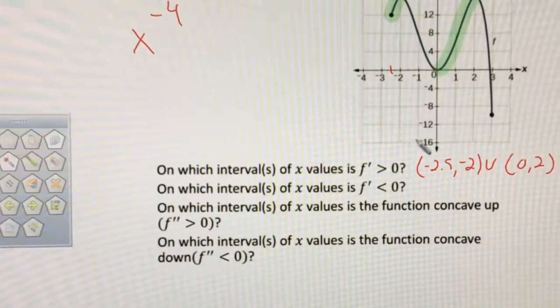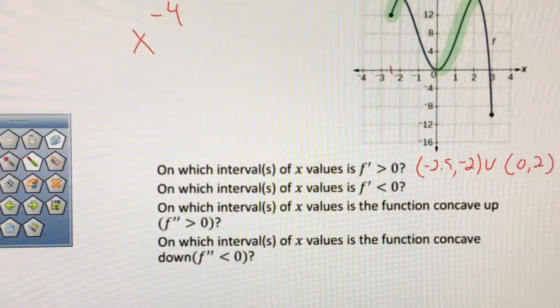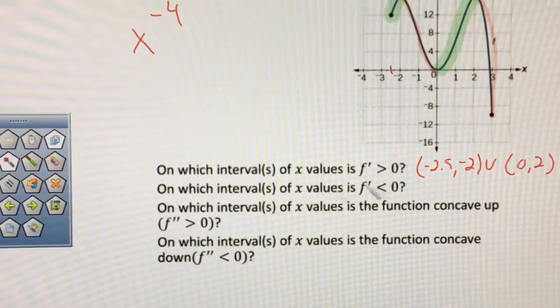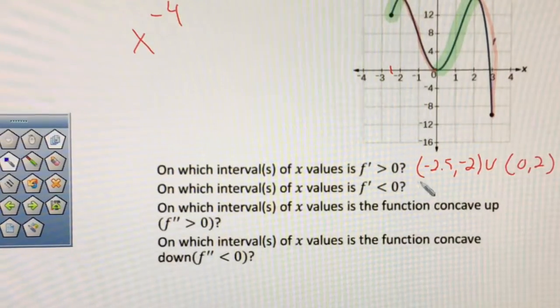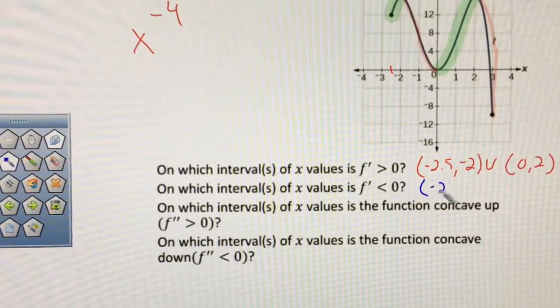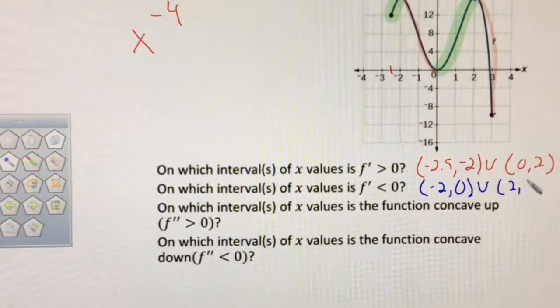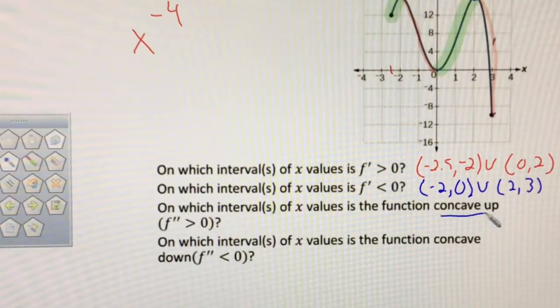Now let's know where the derivative is negative. That's where this is decreasing. So it's decreasing here. It's decreasing here. So it's negative from negative 2, I'm sorry, to 0, union 2 to 3. Which intervals is the function concave up?